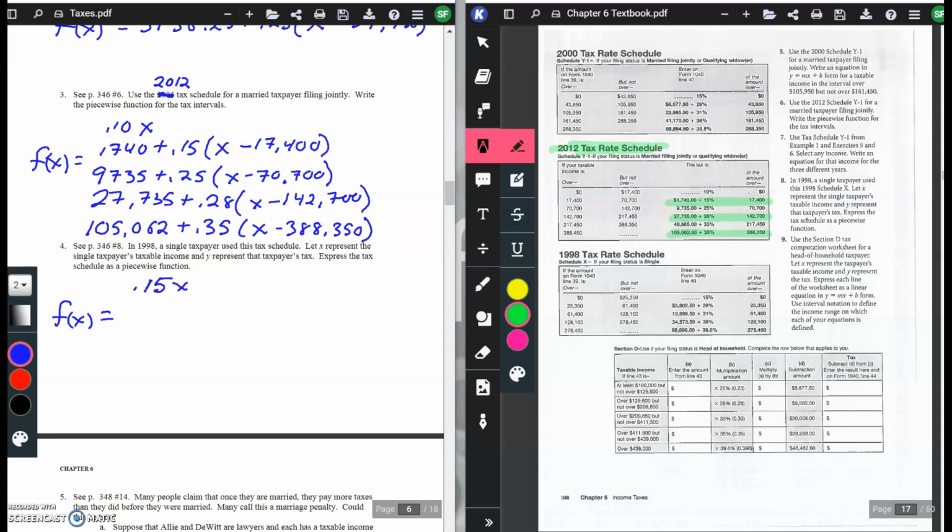The second equation is going to be right here. Minimum tax of $3,802.50 plus 28%, or 0.28, of the dollar amount over 25,350. So x minus 25,350. Then we have minimum tax of $13,896.50 plus 31%, so 0.31, 31% of the dollar amount over 61,400.